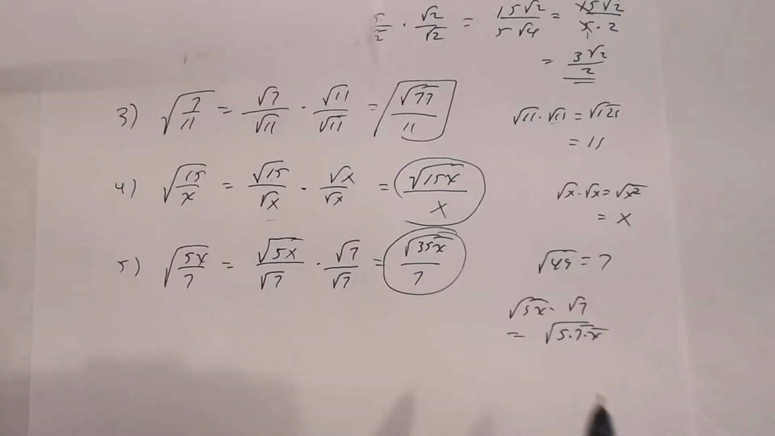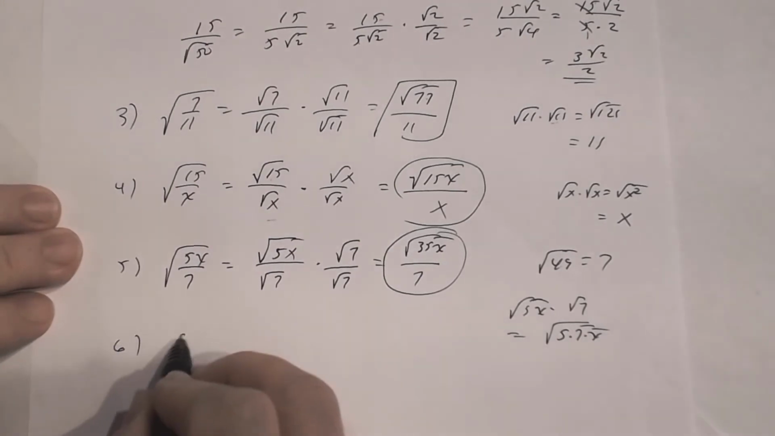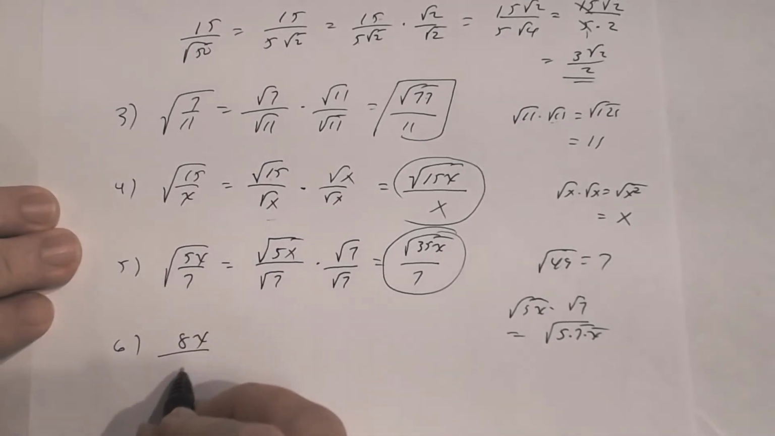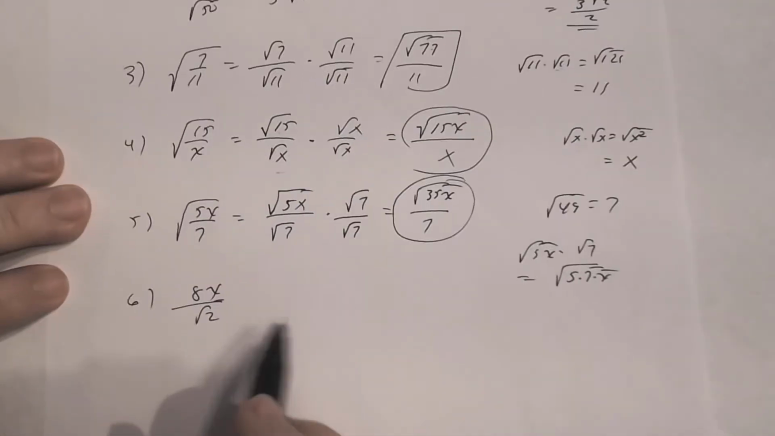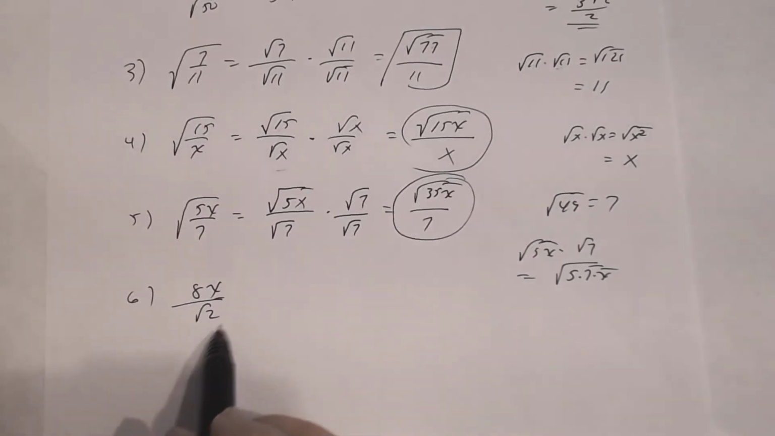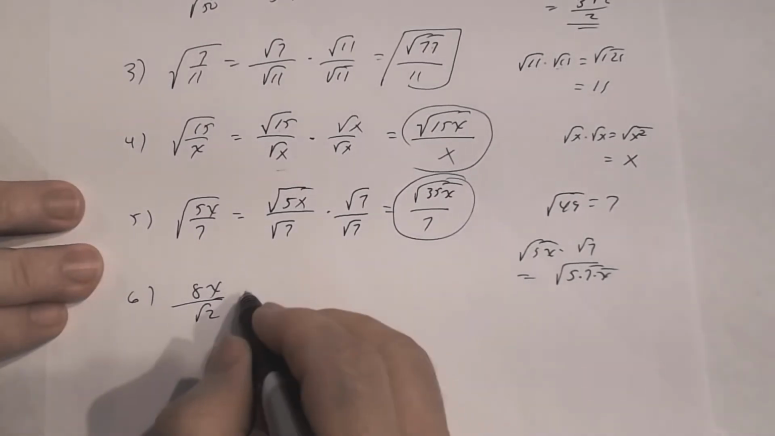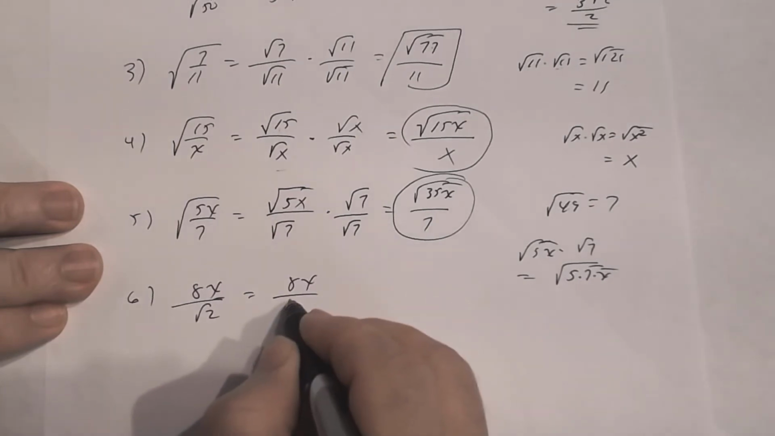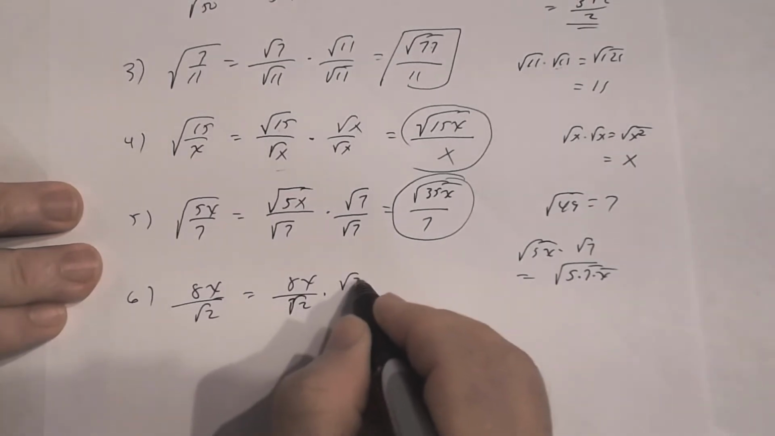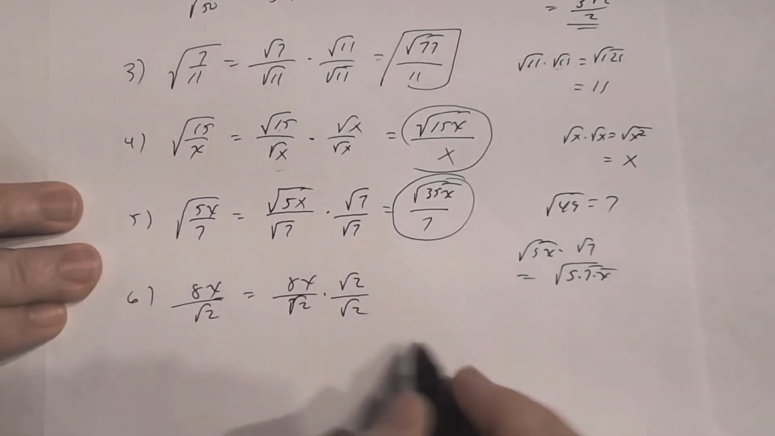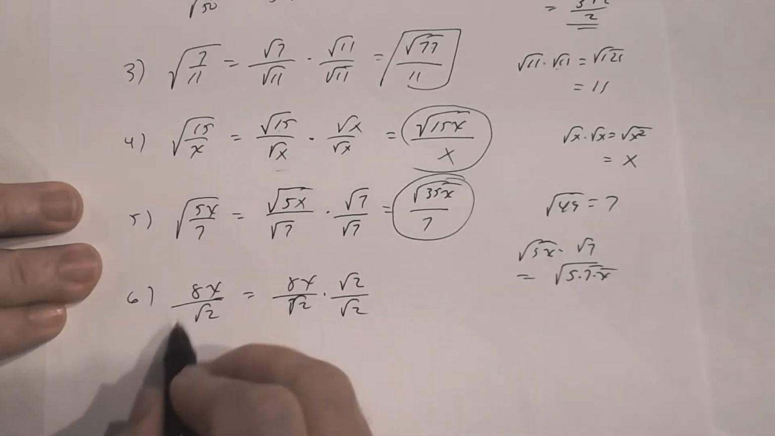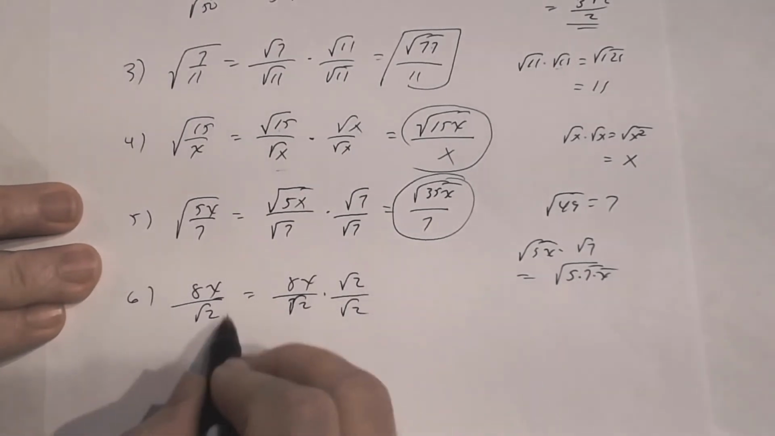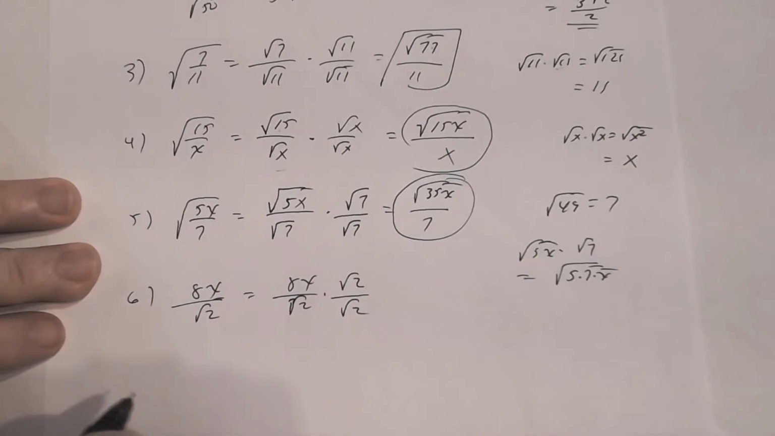Okay, number 6. You have 8x divided by square root of 2. So same thing. I cannot simplify the square root of 2, so I'm going to go directly and just multiply both numerator and denominator by the square root of 2. Once I do this, that should now make this denominator a rational number.